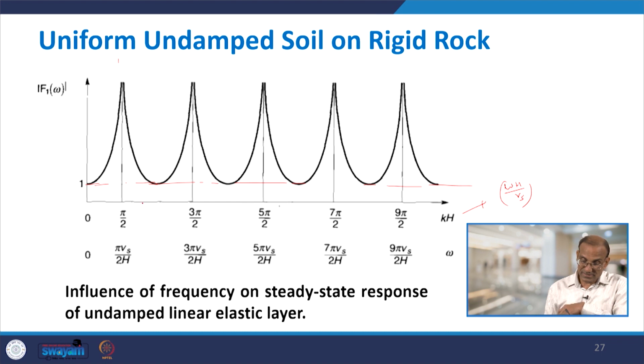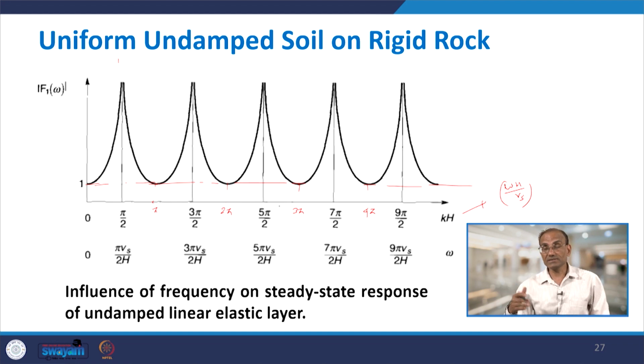Then again this point is pi, here it will be 2 pi, this will be 3 pi and so on, 4 pi. So, at 0, pi, 2 pi you will get 1, this factor 1, while at pi by 2, 3 pi by 2, 5 pi by 2 you will get the resonance, that is the maximum value.